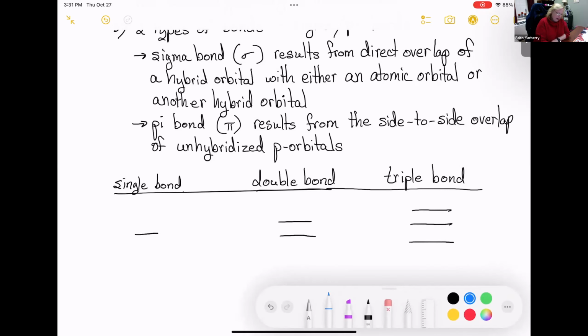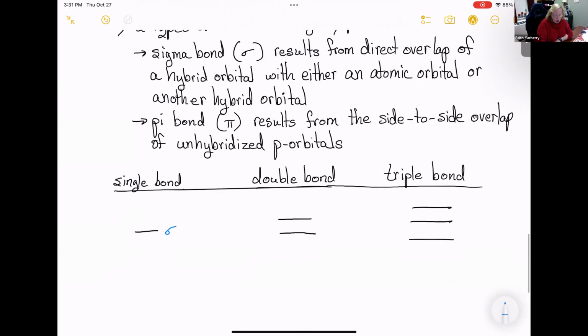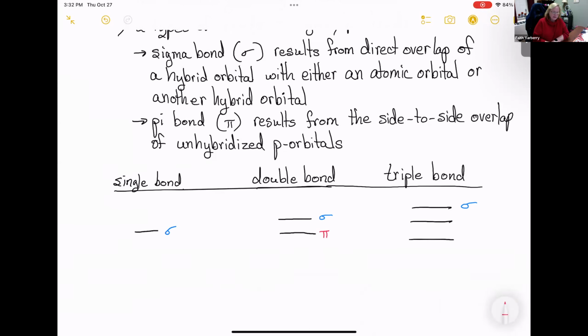Now, the first bond between two atoms will be a single bond. So it will be a sigma bond. So a single bond is a sigma bond. But a double bond also has a sigma bond. A triple bond also has a sigma bond because it's the first bond between two atoms. Now, in the case of a double bond, we also have a pi bond. And in the case of a triple bond, we have two pi bonds.